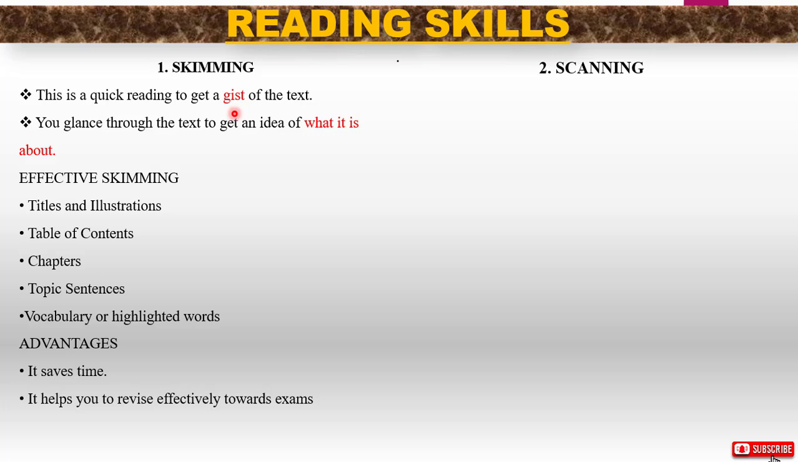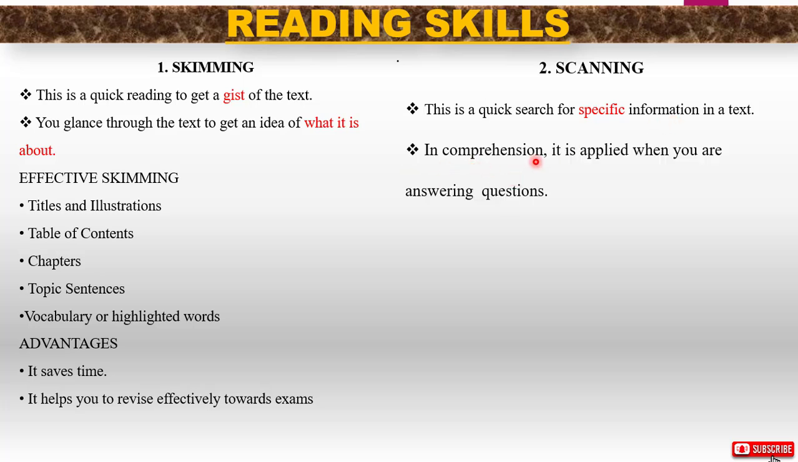What about scanning? We scan whenever we want to find specific information in a text. You usually scan in comprehension. It is applied when you are answering questions. For example, where did the man come from? Here, you are going to search for a specific place. So, searching for specific information, you are not going to read the whole chunk of text that you have. You are just going to focus on the specific information you are trying to find.